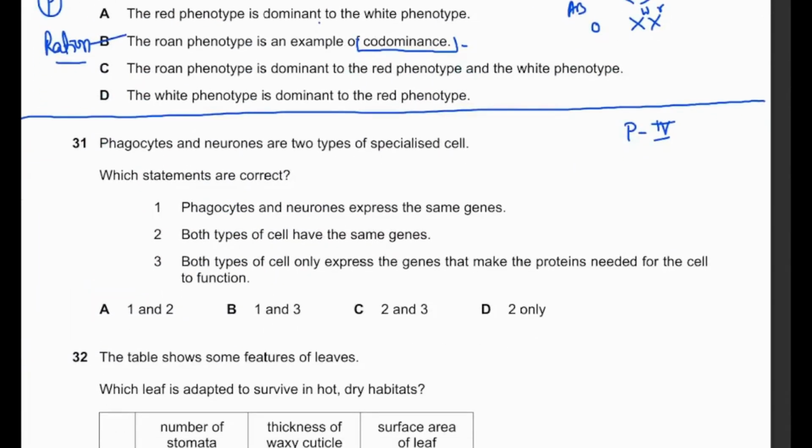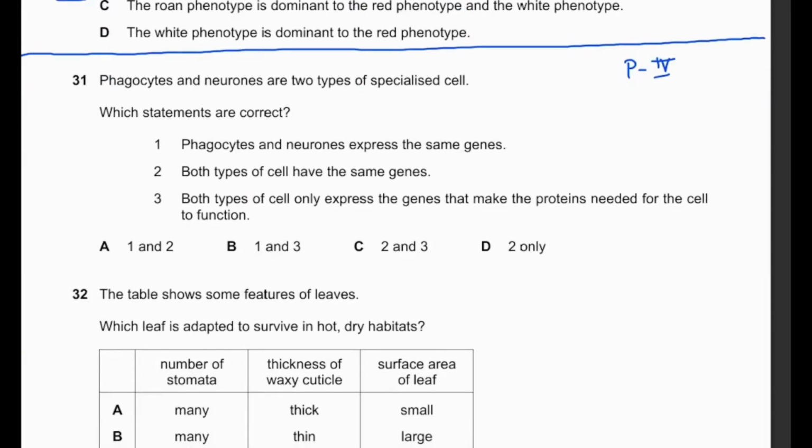Now moving to the 31st here. Phagocytes and neurons are two specialized cells. Which statements are correct? Phagocytes are WBCs, neurons belong to the coordination topic. Phagocytes and neurons express the same gene? Nope. Both types of cell have the same gene.